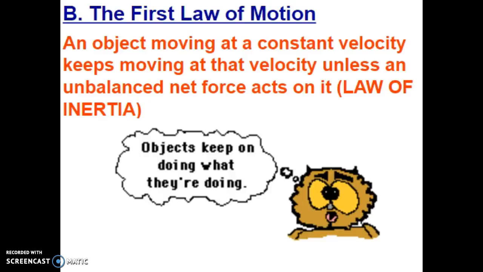Newton's first law of motion is also called the law of inertia. It basically states an object moving at a constant velocity keeps moving at that velocity unless an unbalanced net force acts on it. So basically, objects will keep doing what they're doing. If an object is moving, it's going to want to keep moving. If it's at rest, that object is going to want to stay at rest because it's going to take an unbalanced force for it to change whatever it was previously doing.